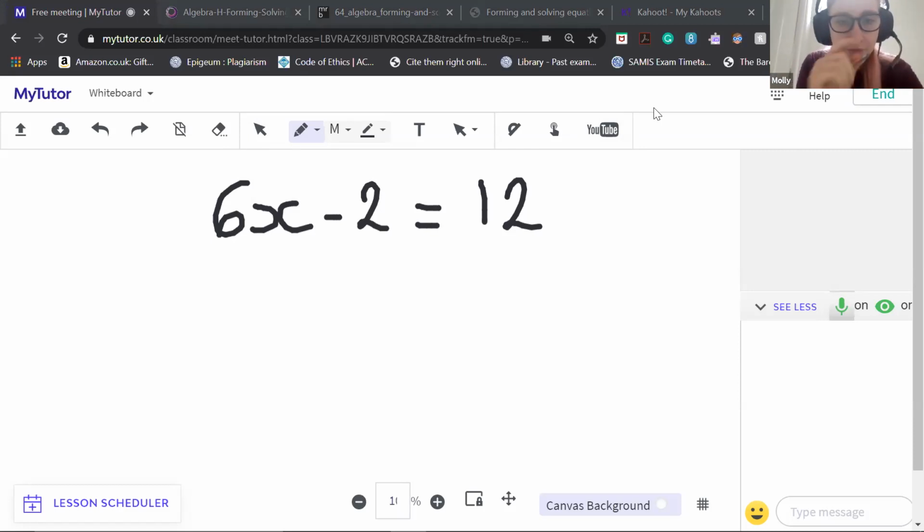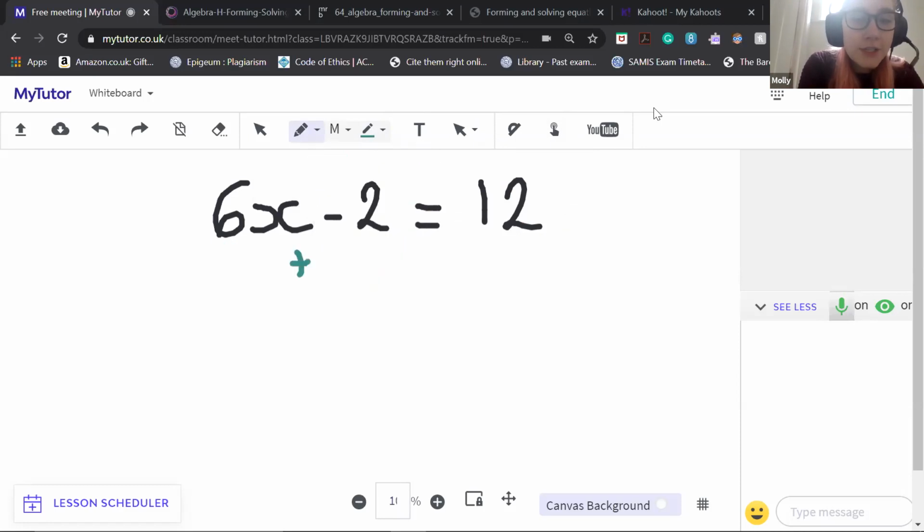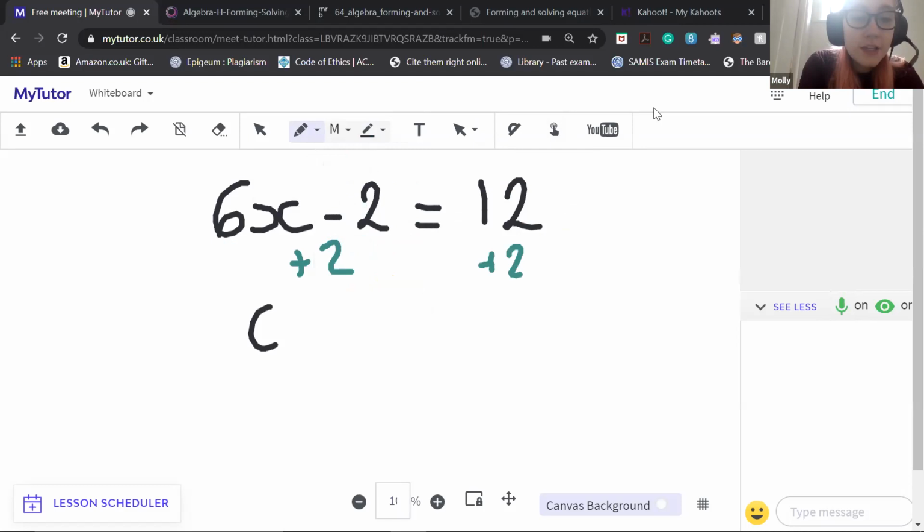So with this one, all you've got to remember is that x is on one side, non-x is on the other. So this side is looking fine, but this side we just want x's. So let's get rid of this minus 2. What's currently happening? 2 is being subtracted. So let's add 2. And you've got to do that to both sides. So we want to add 2 to this side and add 2 to this side. So on this side, that just gives us 6x, because the minus 2 add the 2 cancels that out. And on this side, it gives us 14.